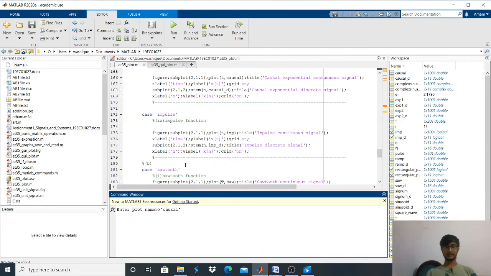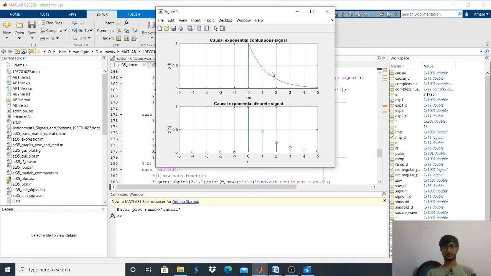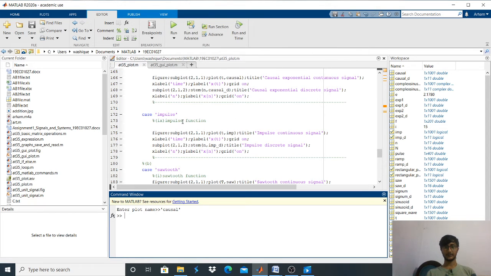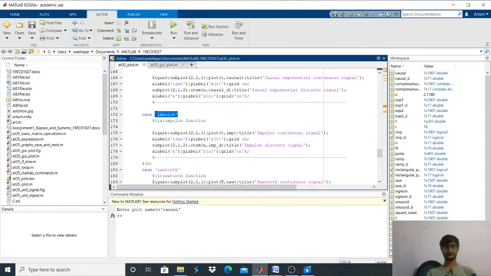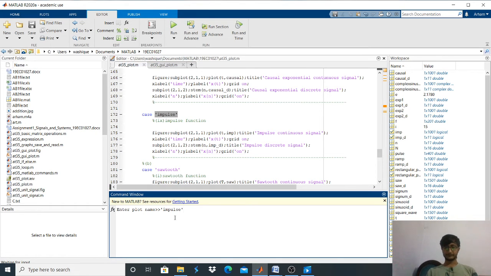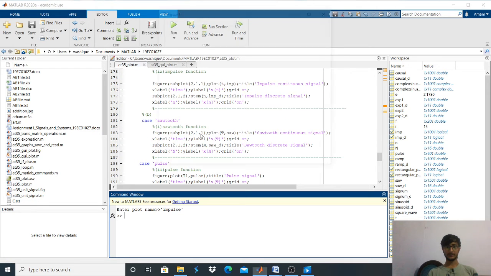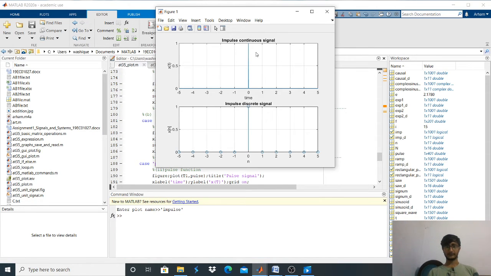Causal signal, and then let us see, first causal is generating. The causal signal has generated. This is the discrete one for it. After that we are having impulse. So we will get the impulse signal for it. See, this is the impulse signal: for t equal to 0, it is having a certain value, and for other values it is 0.